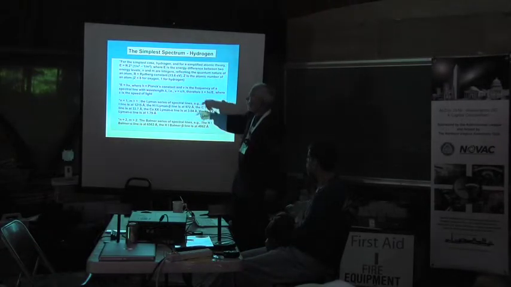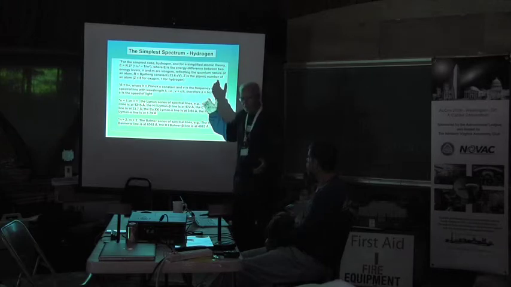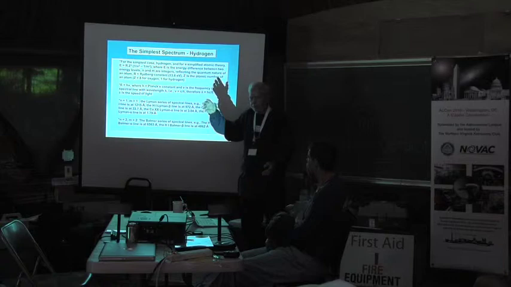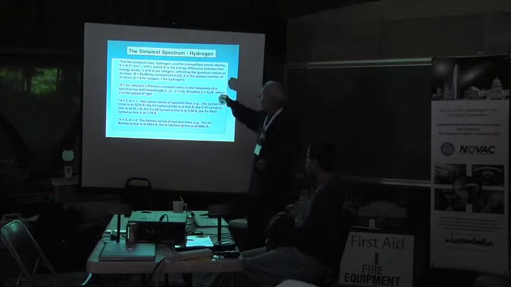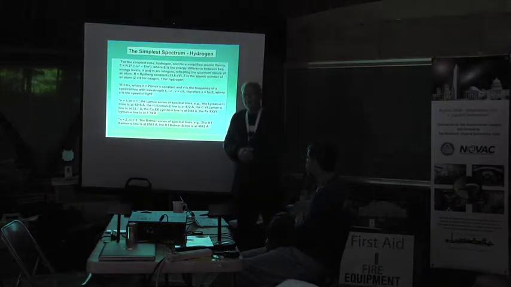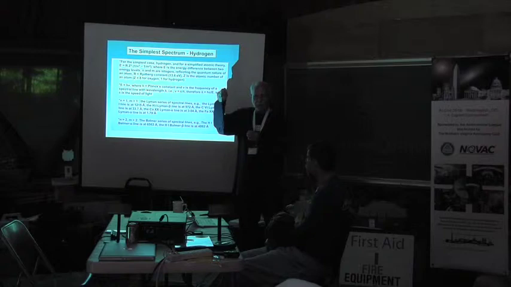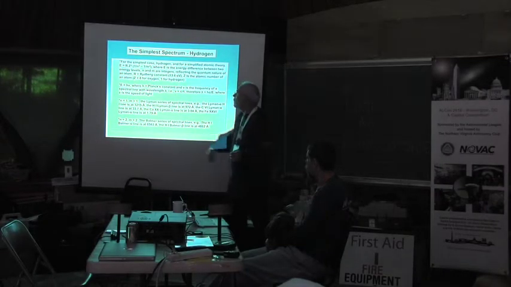What you have here is all the transitions that terminate on the n equals 1 level. That's called the Lyman series of hydrogen. That's not what we look at with our H-alpha telescope, but that's the strongest transition, and it occurs at 1215 angstroms in the sun. All the transitions which terminate on n equals 2, the second level up, are the Balmer lines. The H-alpha line that we look at with our telescope is a transition between m equals 3 and n equals 2.